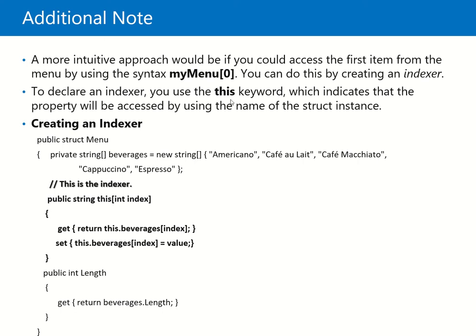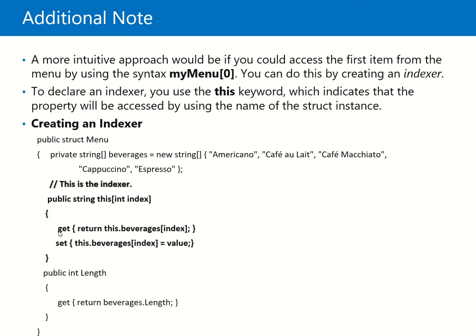In this case, because you want to create an indexer, you want to access Americano, cafe au lait, and so on directly using my menu 0, my menu 1, my menu 2, my menu 3, my menu 4, instead of my menu dot beverages. So you use the keyword this: public string this, and in the brackets the index, because this is an index 0, 1, 2, 3, 4 and so on. You create a variable, whatever the name, you can say int i or int index.